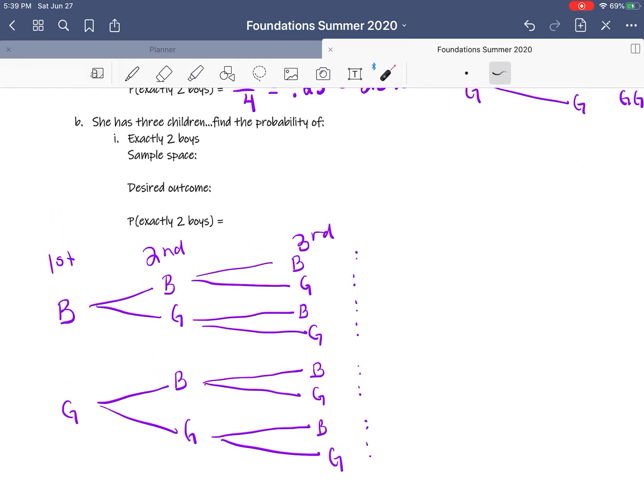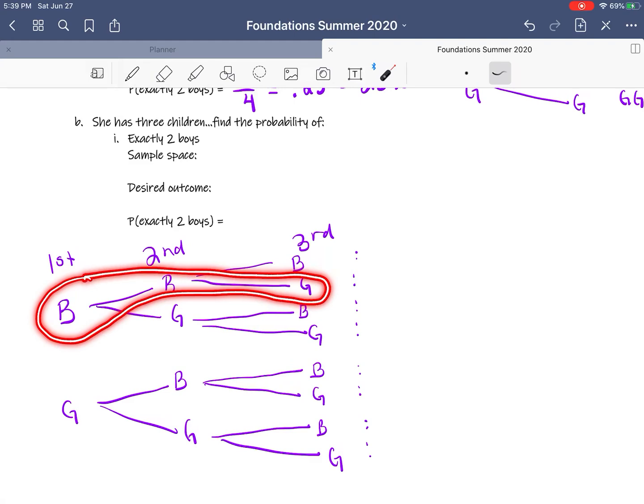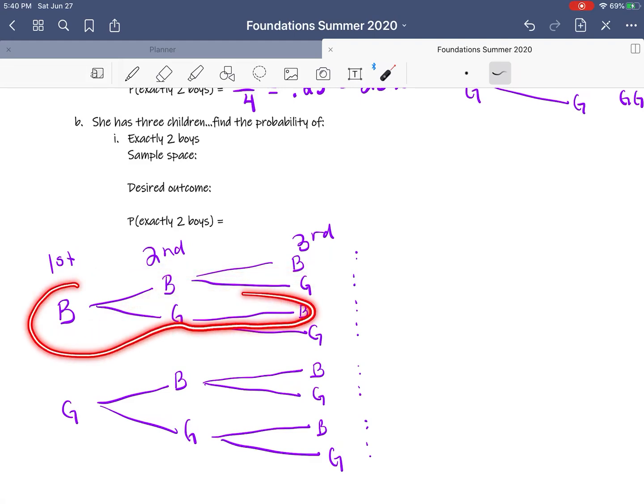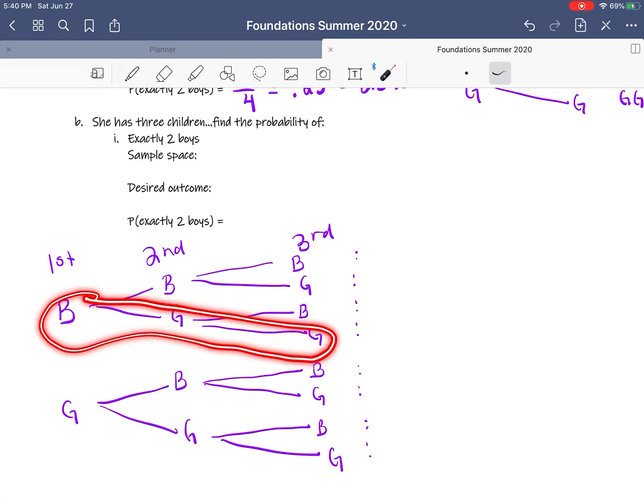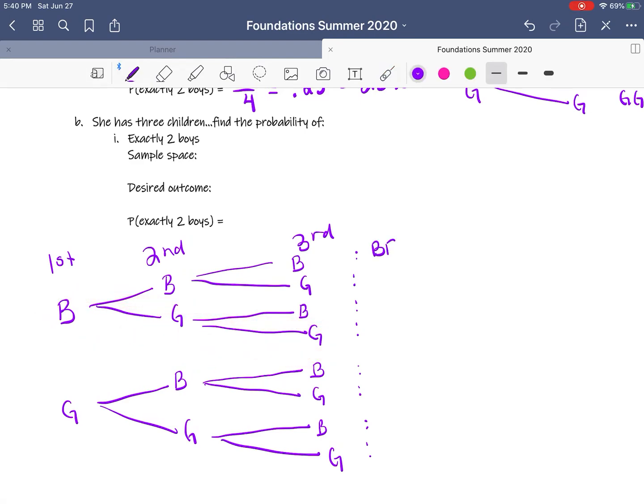So this first outcome is boy, boy, boy. And then boy, boy, girl. Boy, girl, boy. Boy, girl, girl. So that's kind of how that looks. This gets very tedious. And then down here, girl, boy, boy. Girl, boy, girl. Girl, girl, boy. Girl, girl, girl. That's a tongue twister.